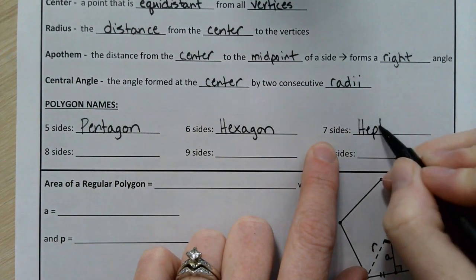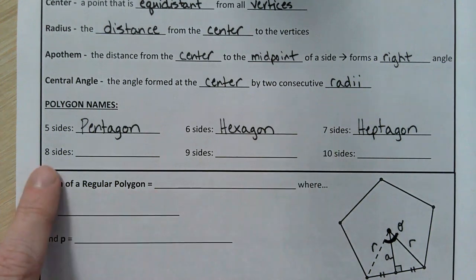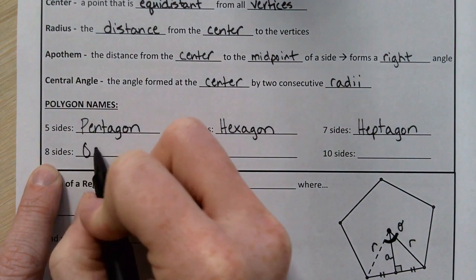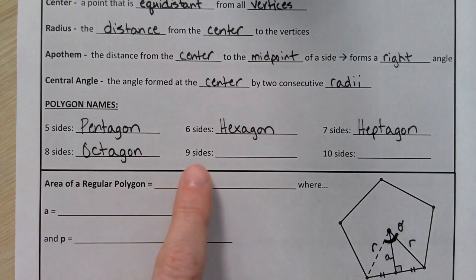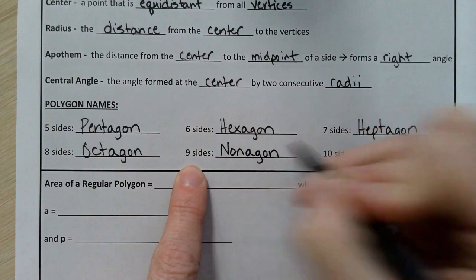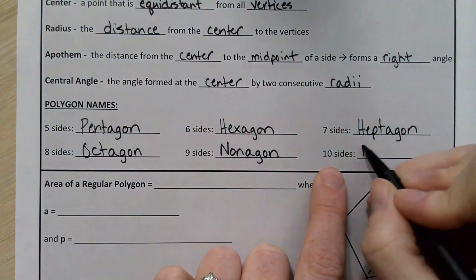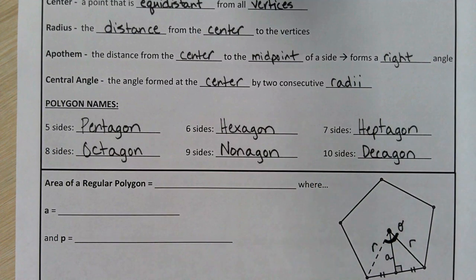7-sided regular polygons are called heptagons, H-E-P-T. 8-sided regular polygons are like stop signs. Those are octagons. A 9-sided regular polygon is called a nonagon, and then a 10-sided regular polygon is called a decagon.